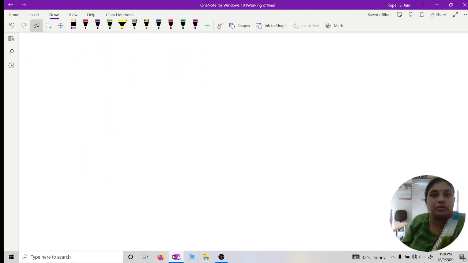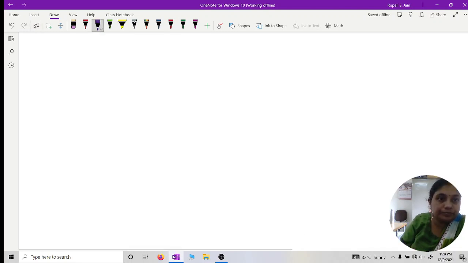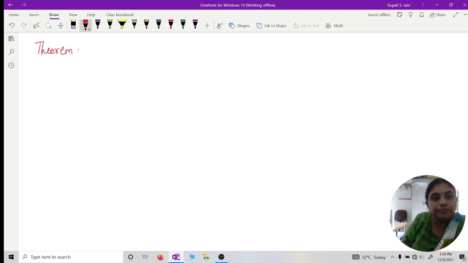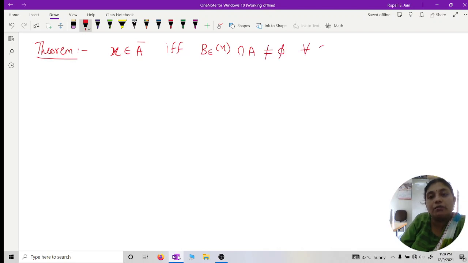Now, after this definition and examples, we see some theorems. Theorem: in any metric space, x belongs to A closure if and only if B epsilon of x intersection A is non-empty for every epsilon greater than 0.